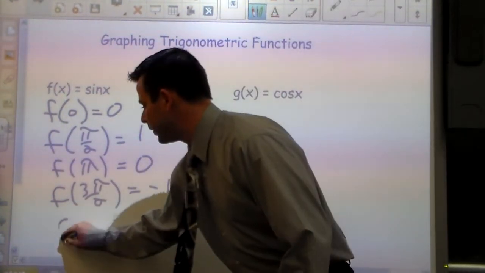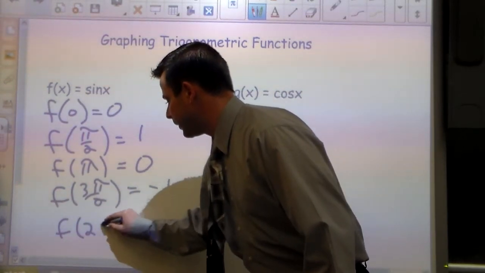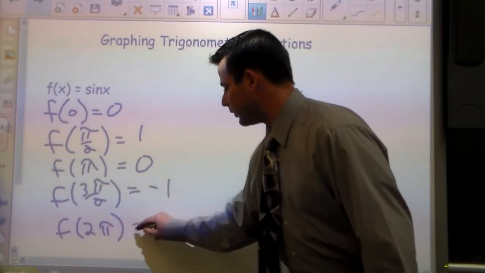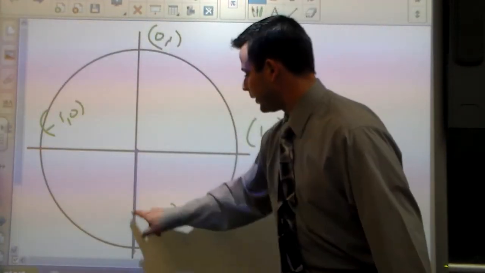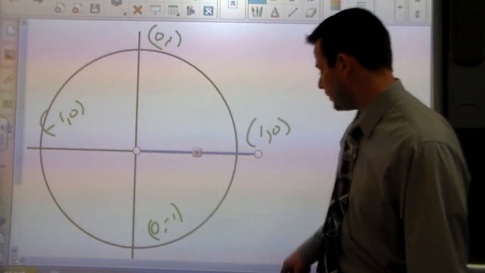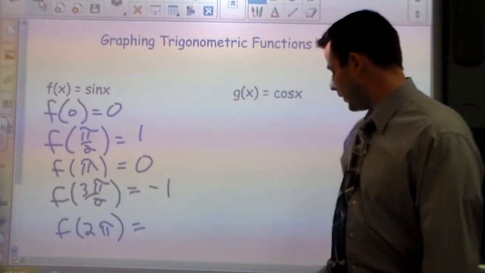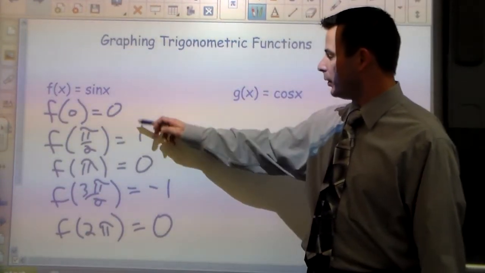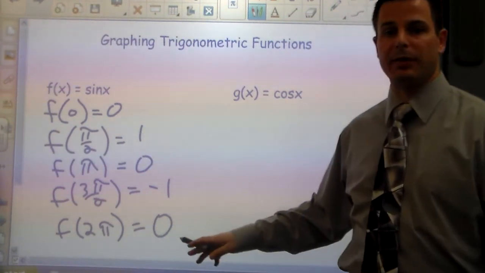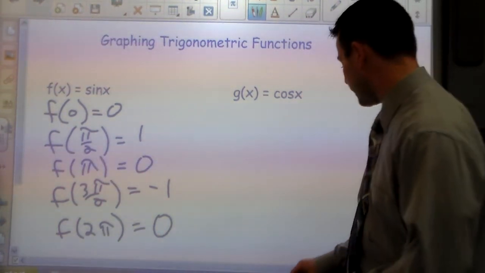And finally, 2 pi is 360 degrees in radian measure. And at 2 pi, the y value there is 0. Therefore, f of 2 pi is 0. So now we have 5 ordered pairs that we can plot. Let's plot the graph of sine.